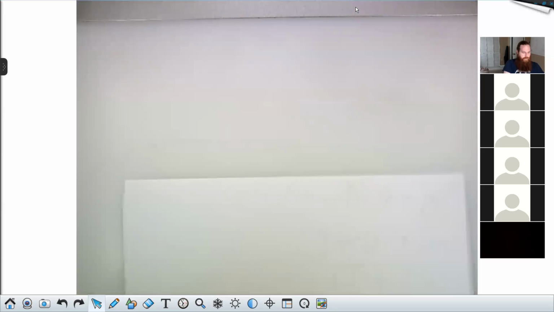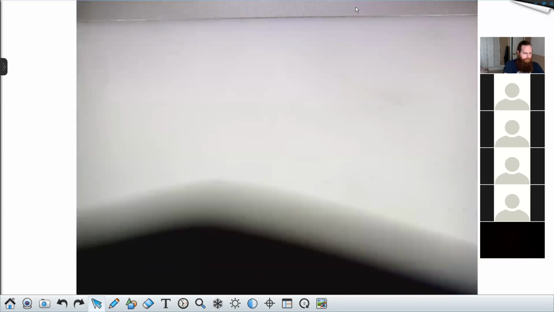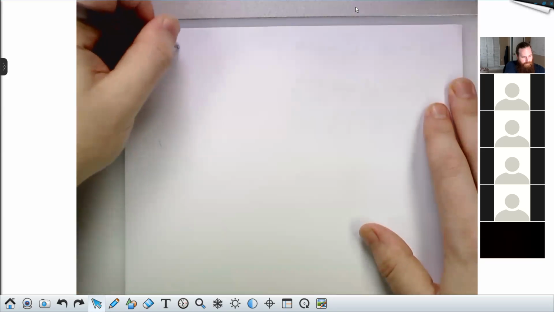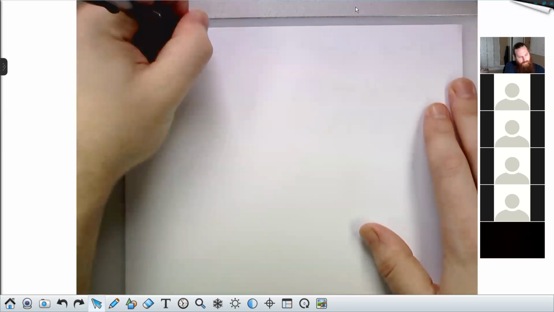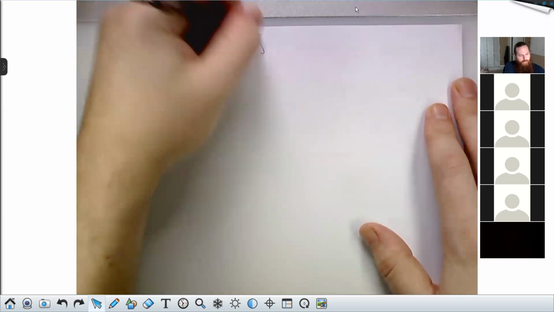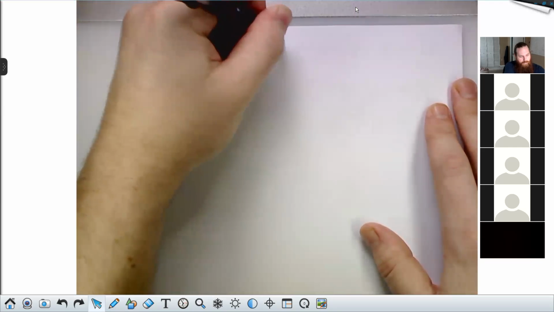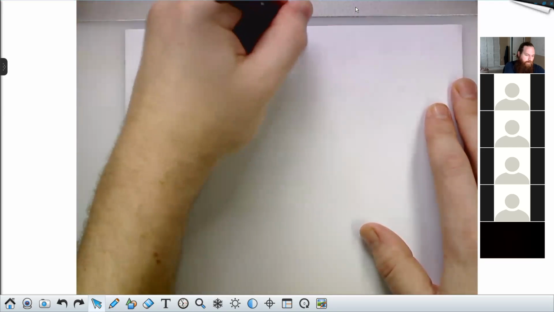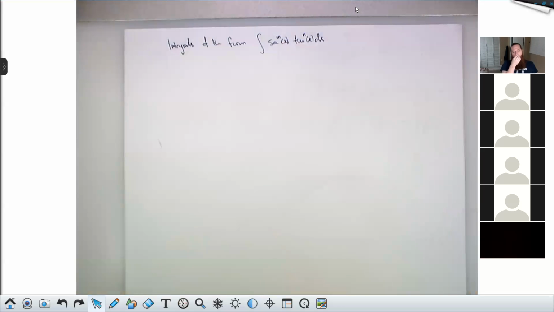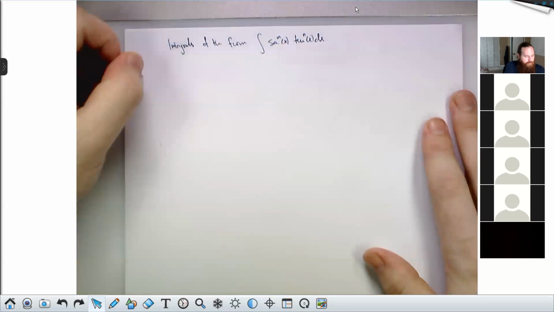So we're ready to start talking about the new stuff. Right, you got a power of secant times the power of tangent. The best way to get a feel for this is to start experimenting.